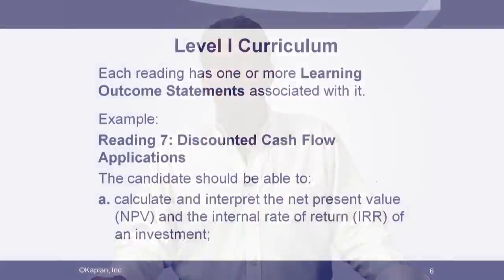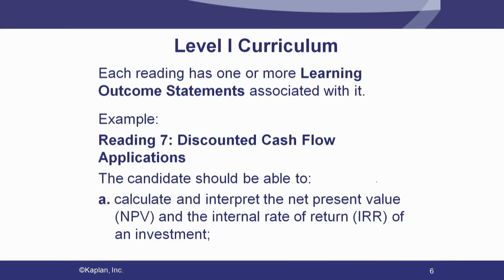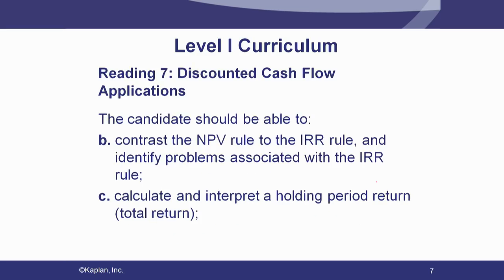So let's take a look at the individual learning outcome statements. As an example, we've got reading 7 here, discounted cash flow applications. The learning outcome statements say candidates should be able to calculate and interpret the net present value and internal rate of return of an investment. LOS 7B, contrast the net present value rule to the internal rate of return rule and identify problems associated with the internal rate of return rule. And LOS 7C, calculate and interpret a holding period return or total return.